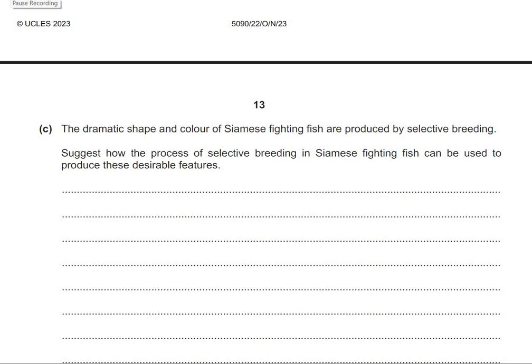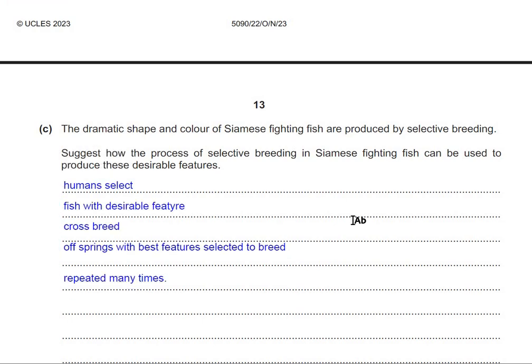What is selective breeding? Selective breeding is basically the artificial selection that is done by humans, in which they select the organisms or the population with their desirable characteristics, desirable features. So this means that the fish having dramatic shape and color will be crossbred with each other for several generations. And for how long? Till the time all of the fish develop the desirable characteristics. All right. So you're going to write the answer like this: you select the fish with desirable features and crossbreed them, and the offspring with the best features are selected again to further breed, and this is repeated for many generations.